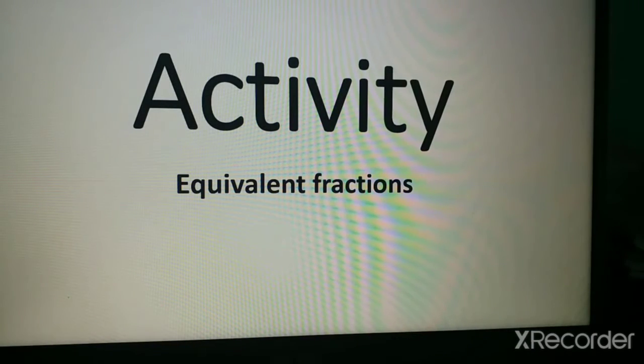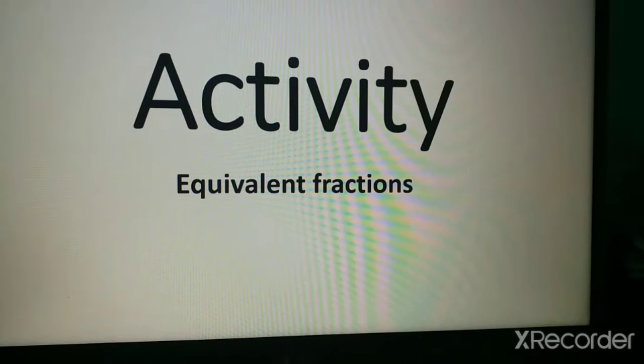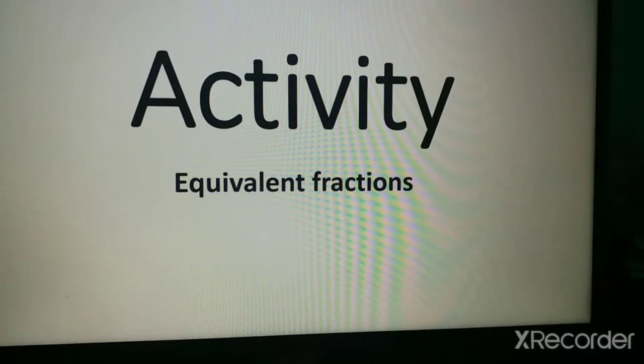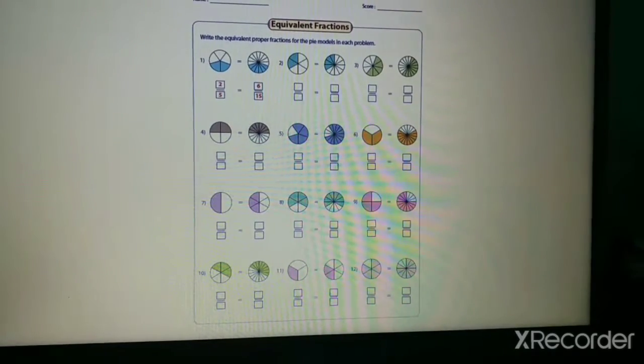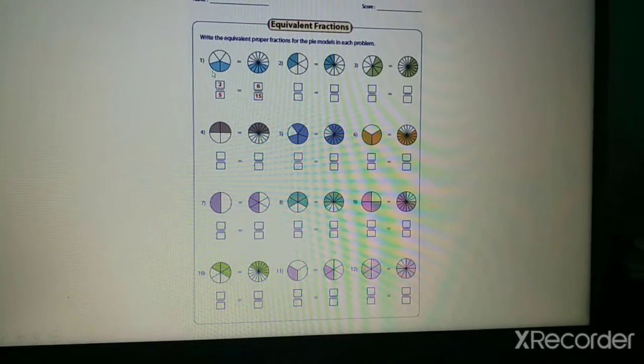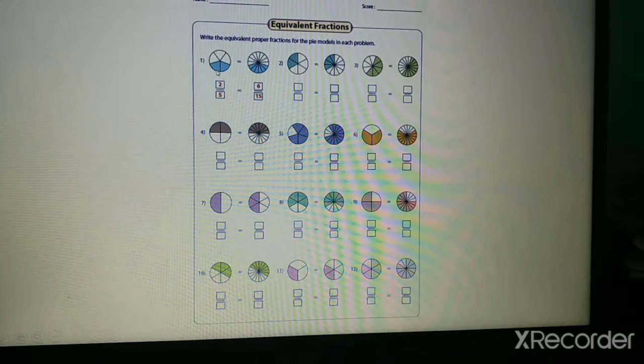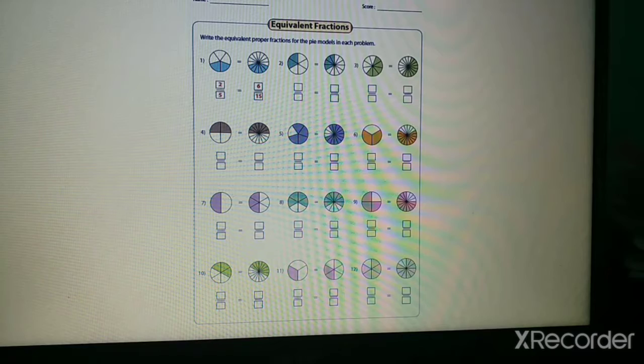So this afternoon we are going to learn about equivalent fractions. Last time we already started an activity about equivalent fractions, but today I would like to give you more activities about it. When we say equivalent fraction, again, it's the same value, the equivalent value of the fraction.